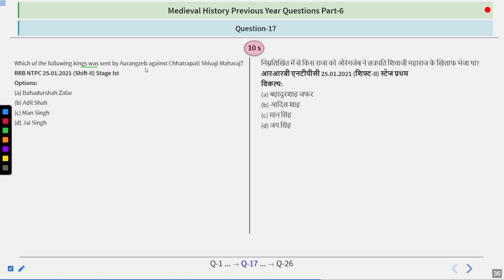Which of the following kings was sent by Aurangzeb against Chhatrapati Shivaji Maharaj? Take your time and try to figure out the answer to this question. Options are Bahadur Shah Zafar, Adil Shah, Man Singh, or Jai Singh. Very simple question.